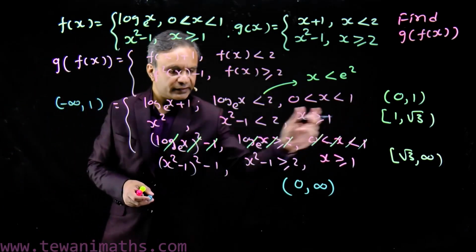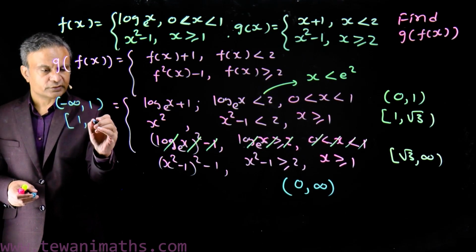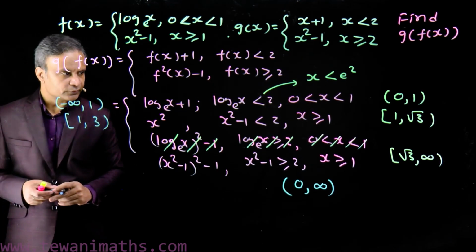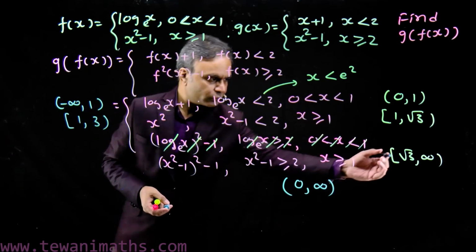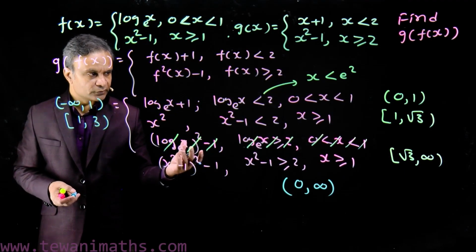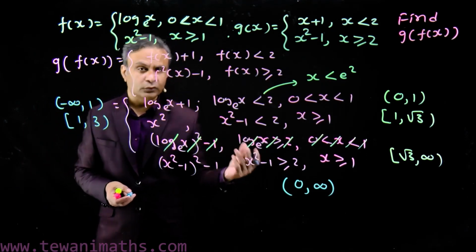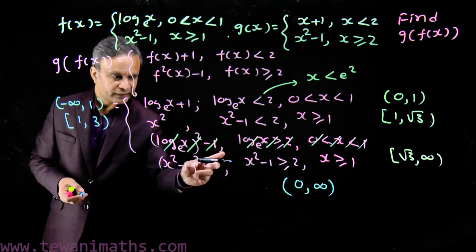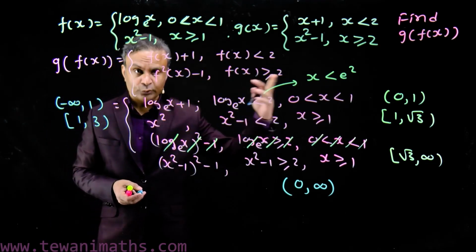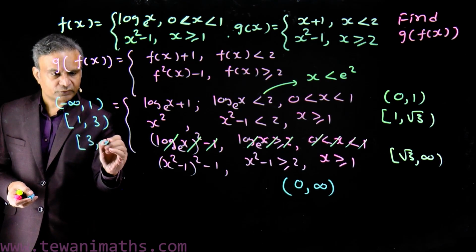For these values of x, x square lies in close interval 1 to open interval 3. Okay, for x greater than or equal to root 3, x square will be greater than or equal to 3. So x square minus 1 will be greater than or equal to 2. Its square will be greater than or equal to 4. So this minus 1 will be greater than or equal to 3. Okay, so range of this branch function is close interval 3 to infinity.